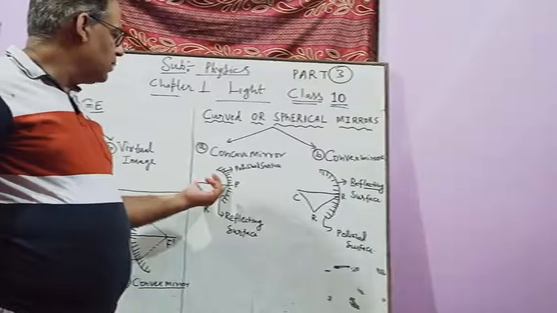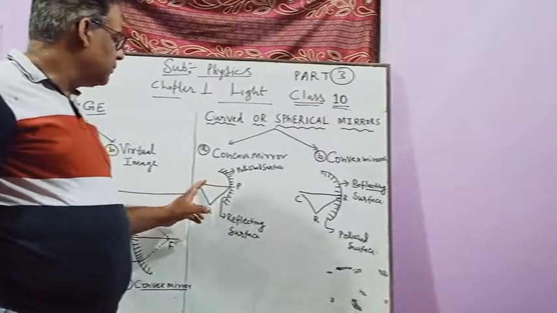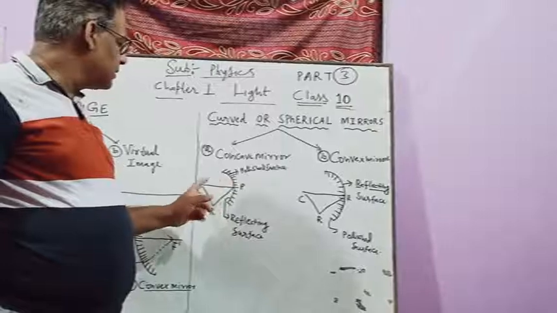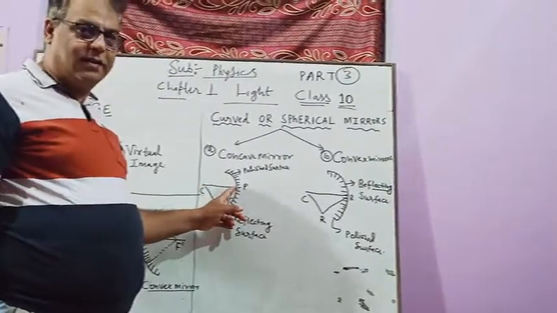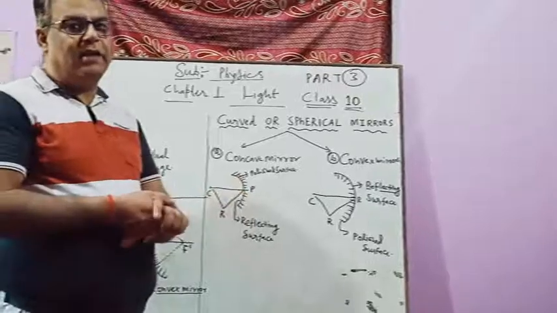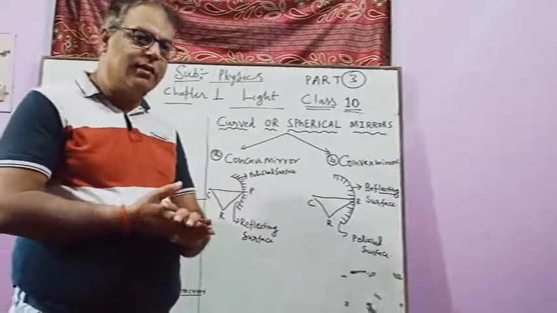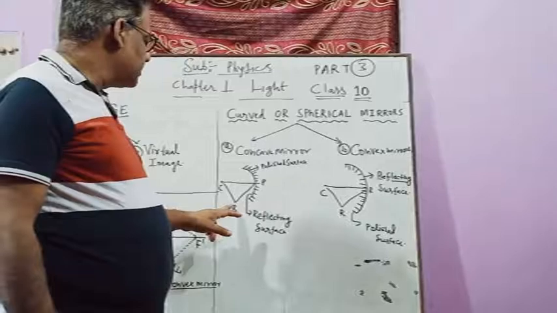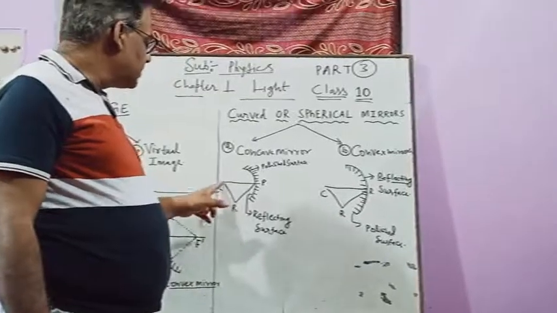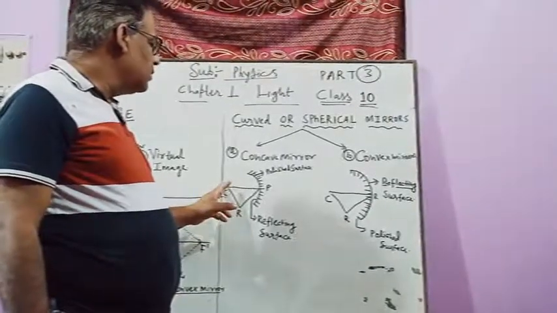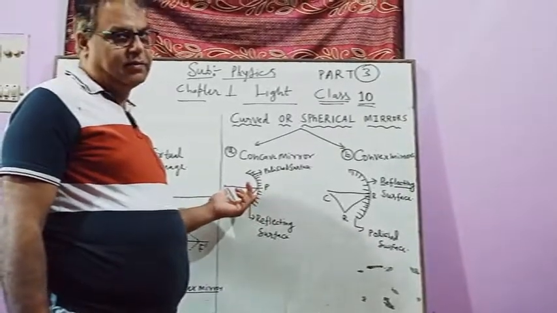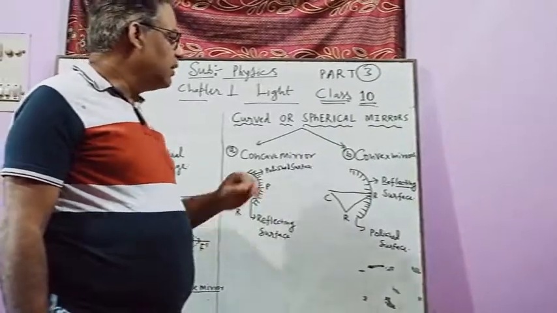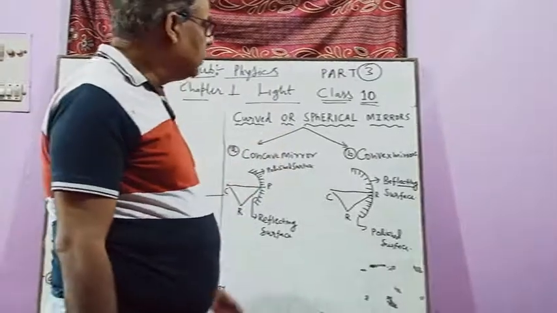If we draw a principal axis, this line is the principal axis, C is the center of curvature, and P is the optical center. If anyone asks you what the radius of curvature is, it is the distance between the center of curvature C and the optical center P. That is known as the radius of curvature, right?